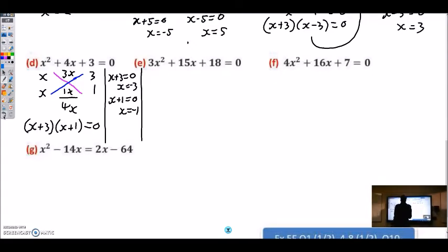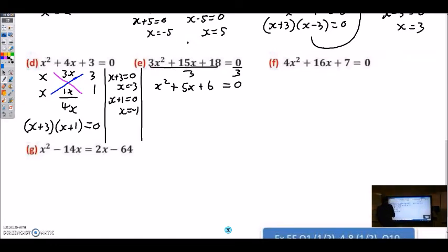Example A, we have a highest common factor of 3. We have 3x squared, we have 15, we have 18, all of which are multiples of 3. The first thing I'm going to do is divide both sides by 3. Okay, 3x squared divided by 3 is x squared. 15x divided by 3 is 5x. 18 divided by 3 is 6. And 0 divided by 3 is still 0.